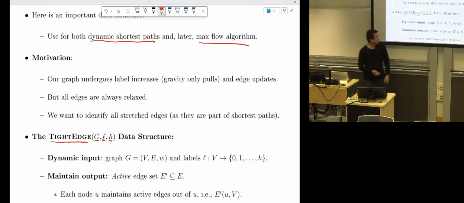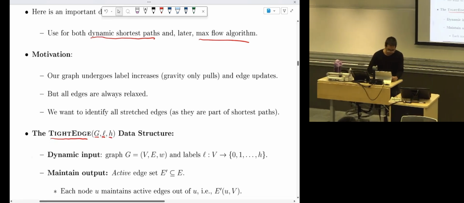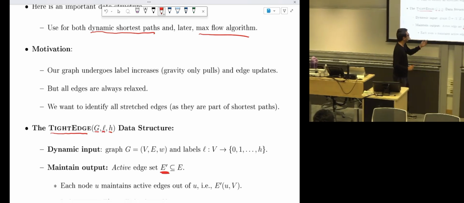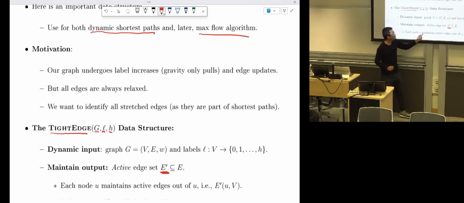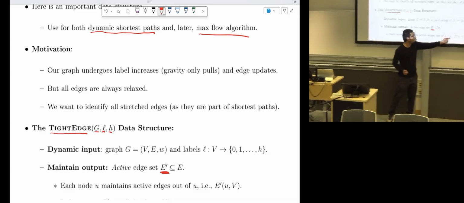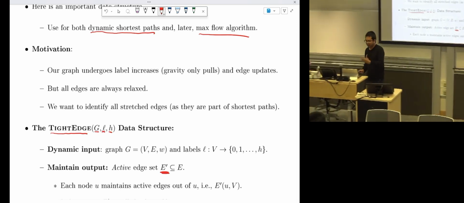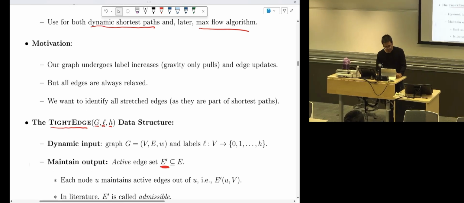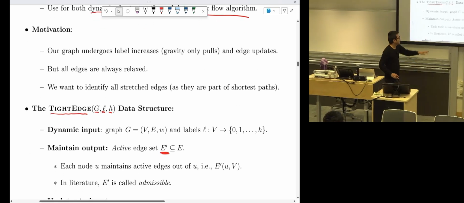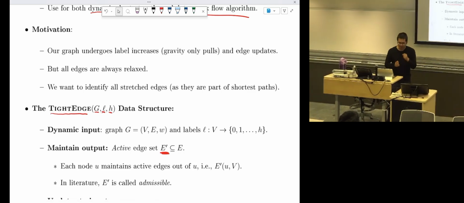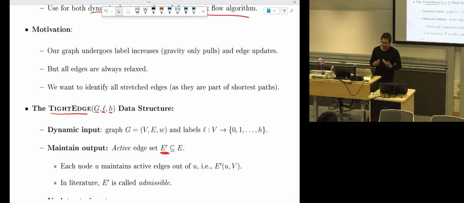Okay. For every node, we will maintain this active edge set explicitly, in the sense that every node knows all the active edges going out of it. So every node maintains the active edges out of it. In the literature, they call this thing an admissible edge, if you want to look it up, but it has less physical meaning, so I want to use something that is more intuitive.